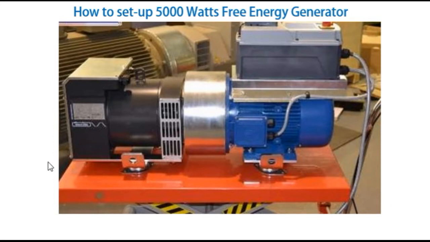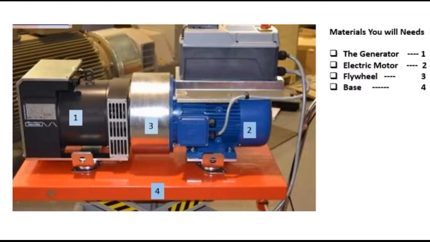Now, the first thing you need to know, as earlier discussed, is you must have these 4 basic materials. These 4 basic materials are very important as far as free energy design is concerned. You must be able to at least acquire them. First, you must have a generator. The generator is the first thing you need, and this is the generator, marked as number 1.